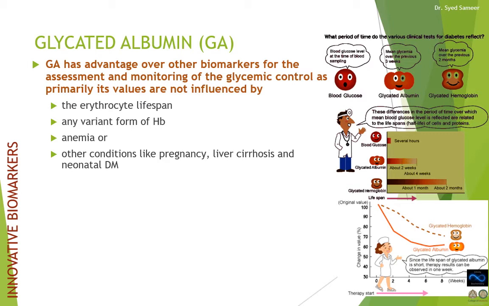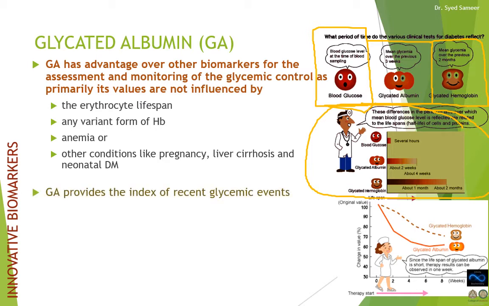If you want to monitor blood glucose levels within a short period of time, then you can choose the blood glucose level itself, like FPG, OGTT. If you want to see the glycemic control over 2 to 3 weeks, then you can choose glycated albumin. And if you want to see the glycemic control over a period of months, then glycated hemoglobin is the choice. So the choice depends ultimately on the clinicians.